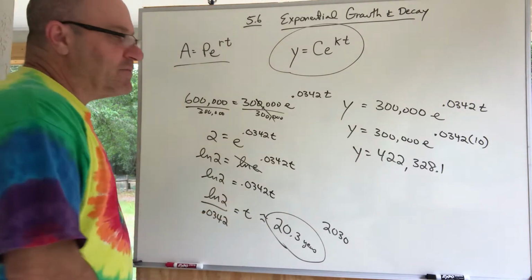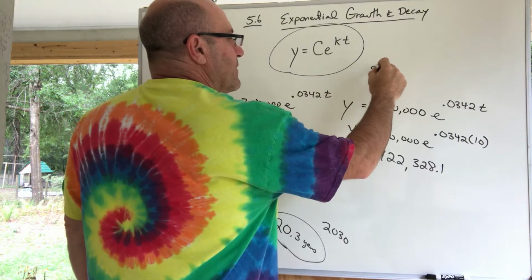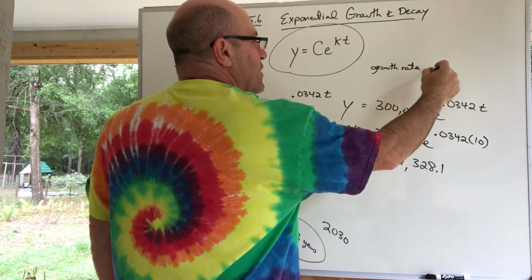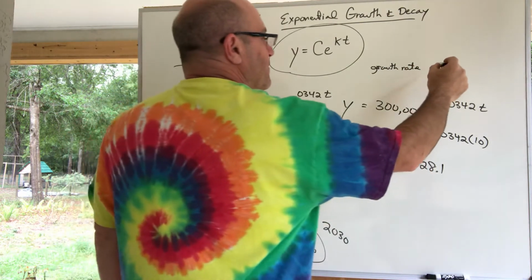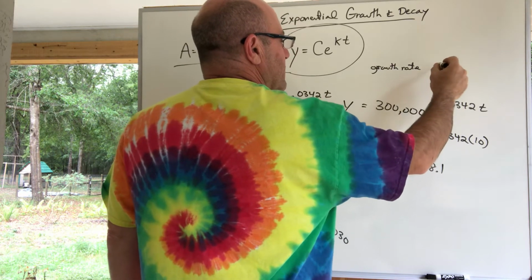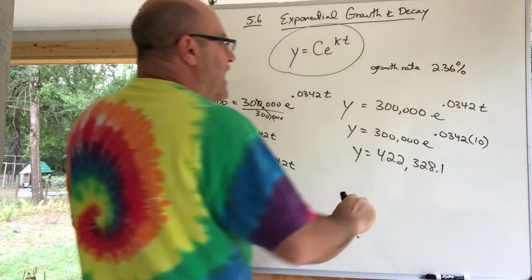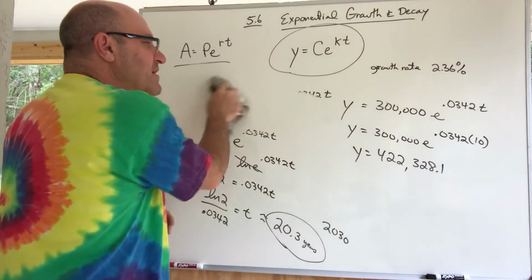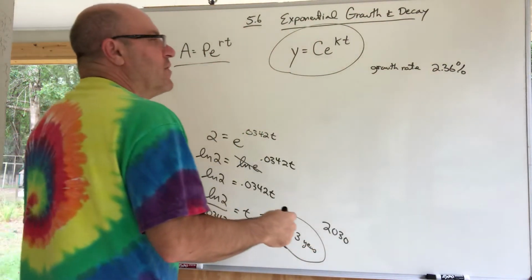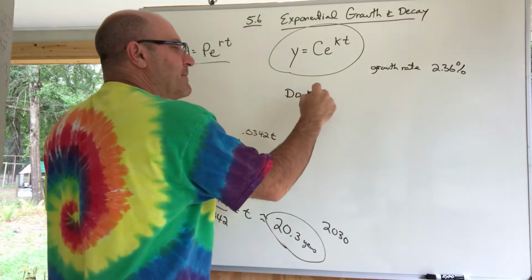Okay, I'm going to change this. I want to show you something. What if the growth rate, I'm changing the growth rate. Let's slow it down a little bit. Let's let the growth rate be 2.36%. And let's say I never did measure how many people are in Marion County. And I just want to know, what is the doubling time? I'm looking for the doubling time.